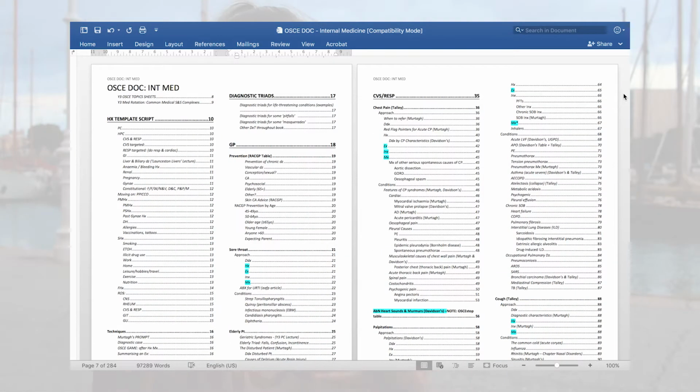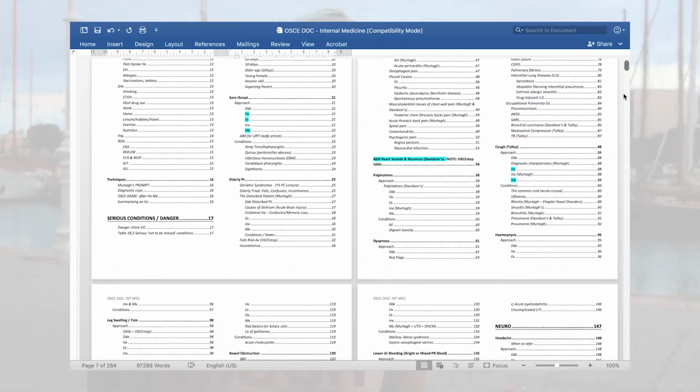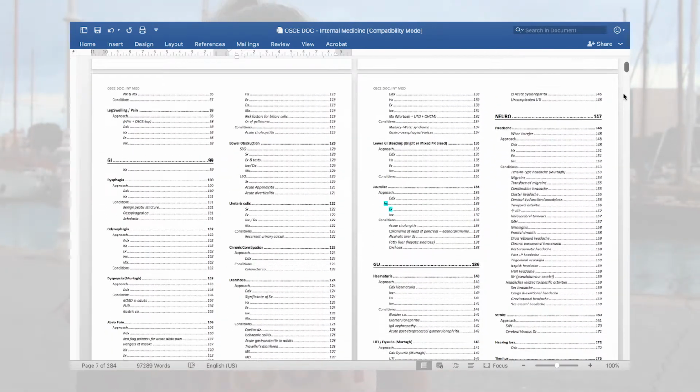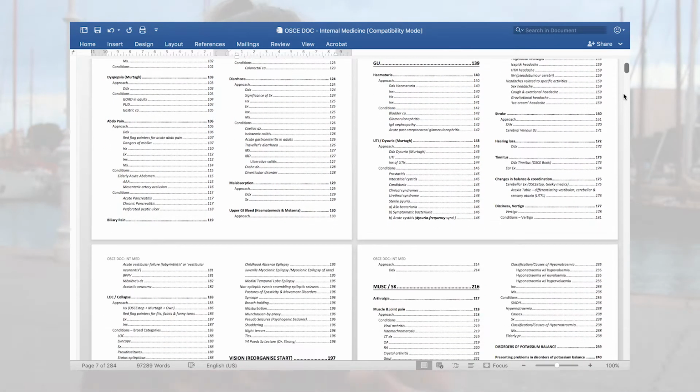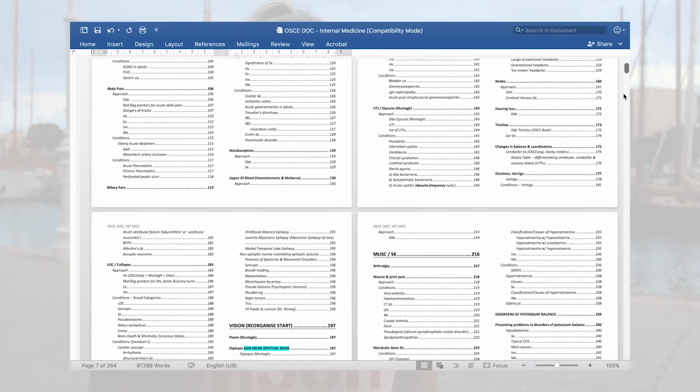Alright, next section. I'm going to talk about the format of this document. At the start here I have a contents page, and you can see that I split things up into systems such as cardiovascular system, gastrointestinal system, neuro, endocrine, etc. Depending on which specialty document it is, I'll have different major categories that I split things up into, whatever is most appropriate for that specialty.